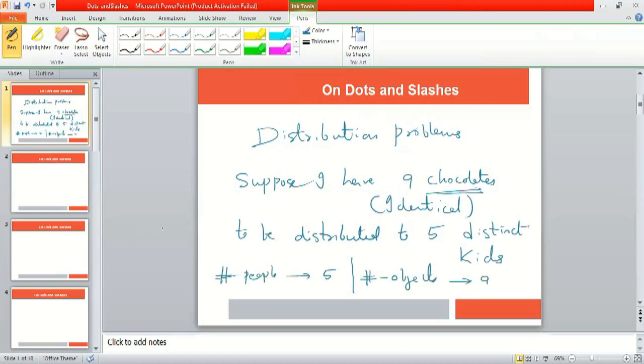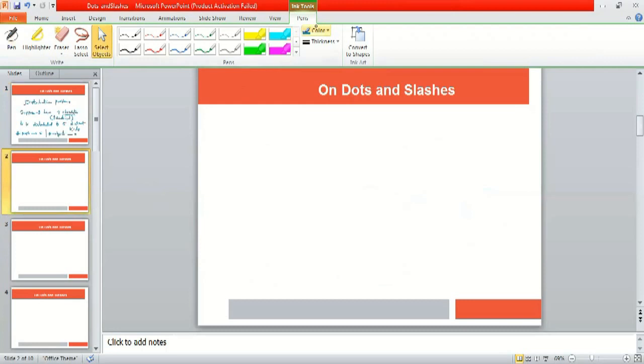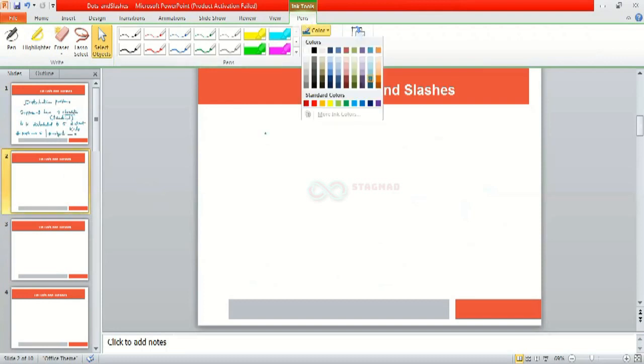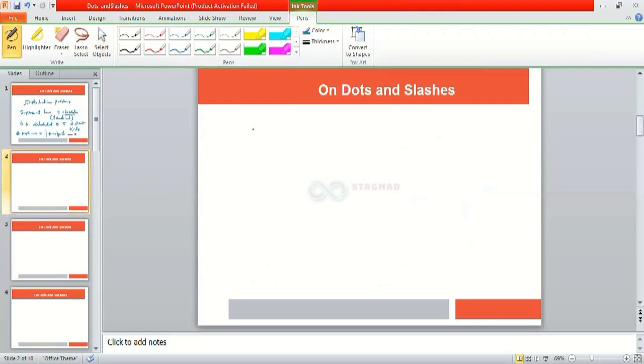So I want to count. Counting is one of the mainstays of combinatorics. I want to count the number of ways in which I can distribute these 9 chocolates to 5 kids. This is understood by a popular strategy called the strategy of dots and slashes.